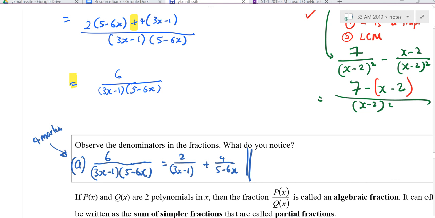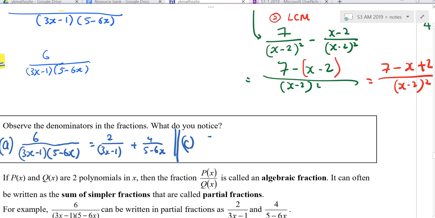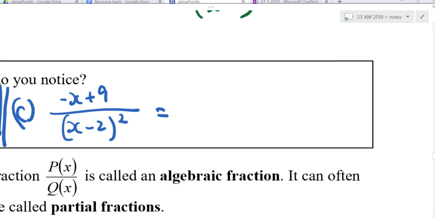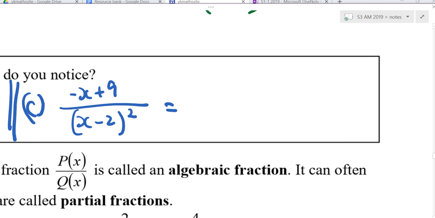Can you write down C? Can you write down the answer for C? Let me see whether you are paying attention or not. I have two fractions. Can you tell me what do I write in the two fractions? Isabel. First fraction is what?